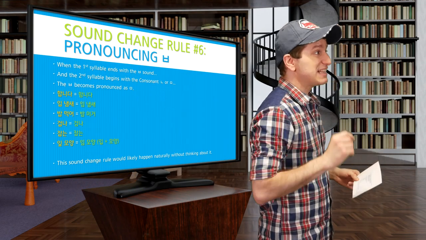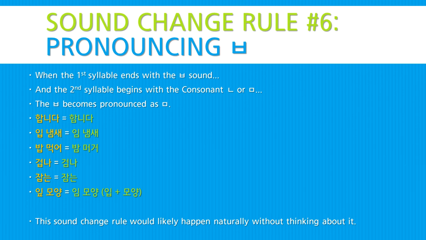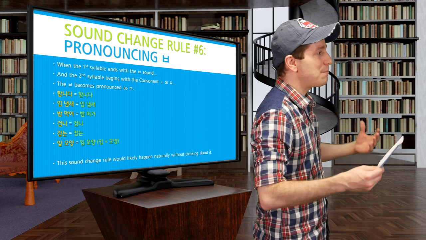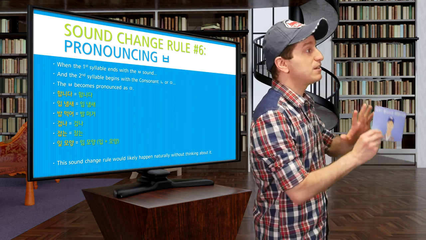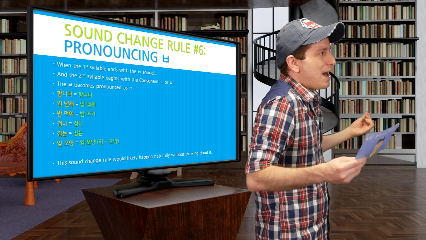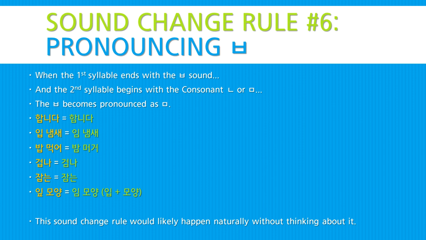The next sound change rule has to do with this letter, which is 비읍. When you have two syllables together, anytime the first syllable ends with this sound, now, that could be from 비읍, it could also be from the double version of 비읍, or the strong version, 비읍. If the second syllable then begins with the consonant, 니은 or 미음, the 비읍 will become pronounced as 미음. So here are a few examples. 합니다. This is another example of a rule that would happen completely naturally without even memorizing it. 합니다 takes a lot more effort because of that pause. The next example is 입 냄새. Next we have 밥 먹어.